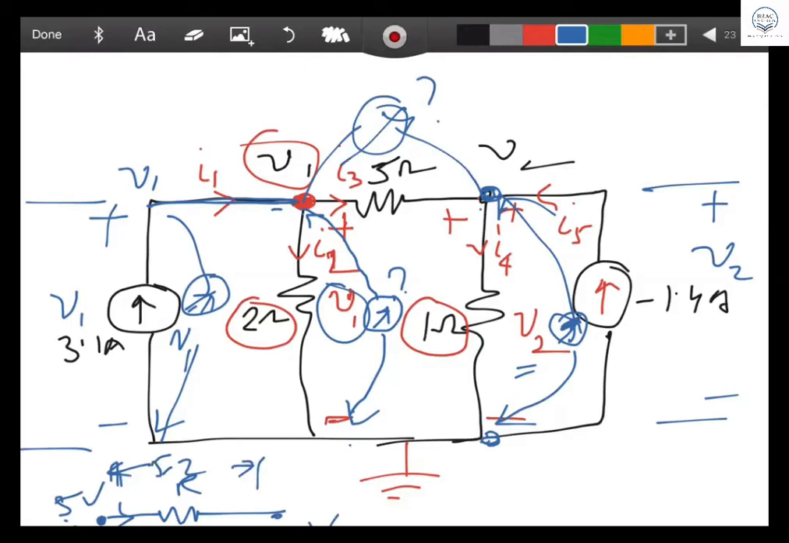Sir, because the current flows from V1 to V2. Yes, absolutely good. Because the current I3 is flowing from V1 to V2, that means V1 will be greater than V2, we are assuming in this case. That's why the voltage reading will be V1 minus V2. That's the voltage across the 5 ohm resistor. Everybody understood? Yes, sir.